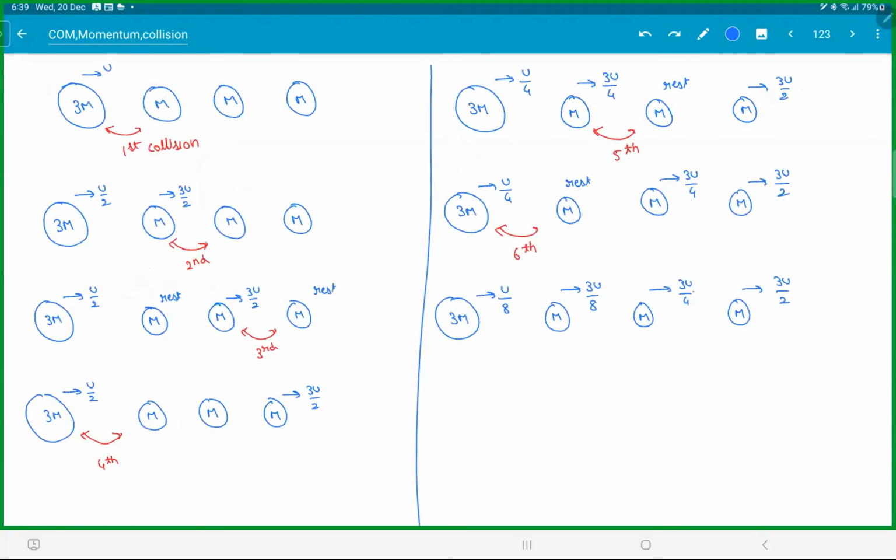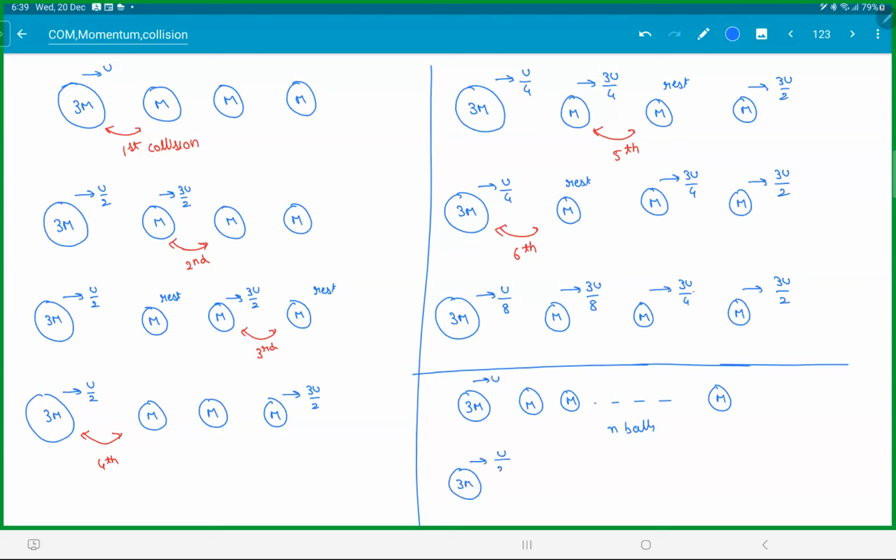Last page here. General formula, I erased it. Right? Want to write it? Oh, problem? It is only for 3m and m. If mass is something else, the ratio won't be same, no? So 3m, m, and so on. N balls.